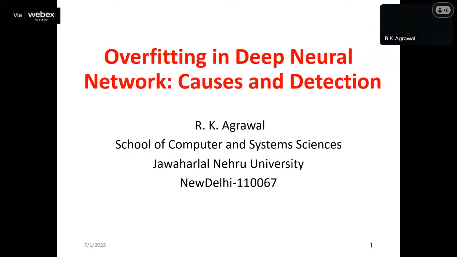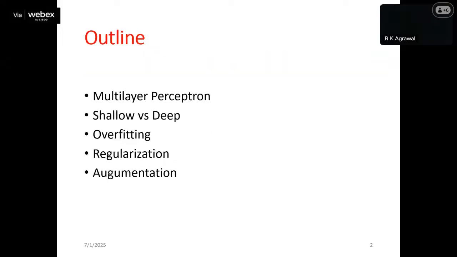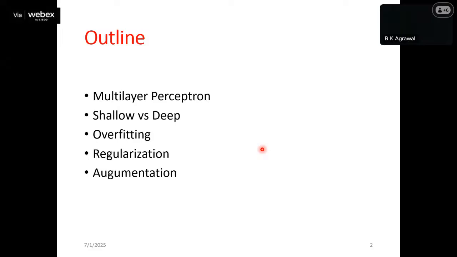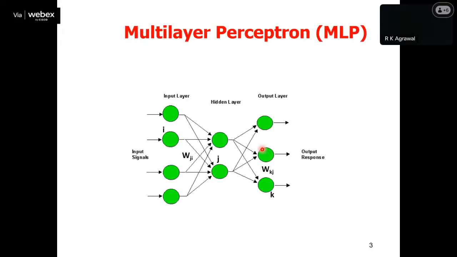Okay, so for this, I'll first discuss one of the simple neural network models, that is your multi-layer perceptron. Okay, and I'll discuss the background and its working principle. Then I'll discuss the importance of deep neural network architecture over shallow network architecture. Then I'll discuss the problem of overfitting. And then I'll tell you the solutions, how we can overcome this overfitting problem with the help of methods like regularization, augmentation.